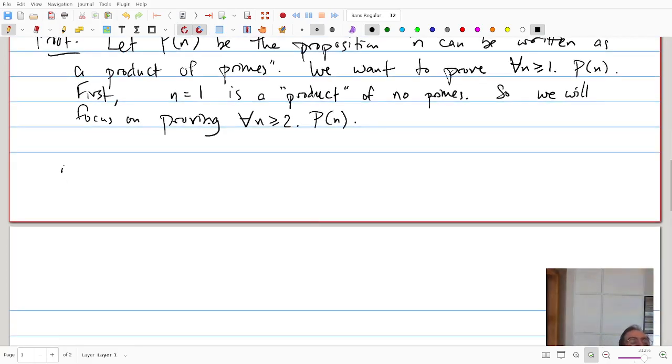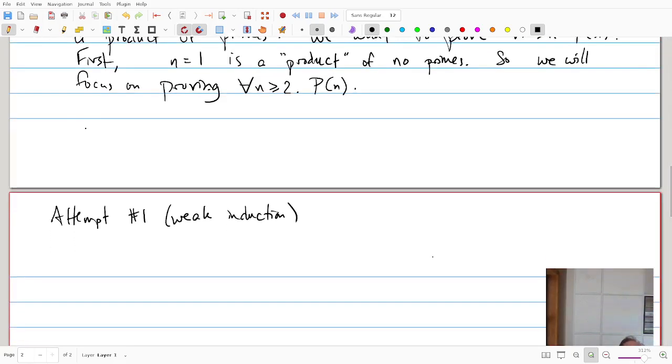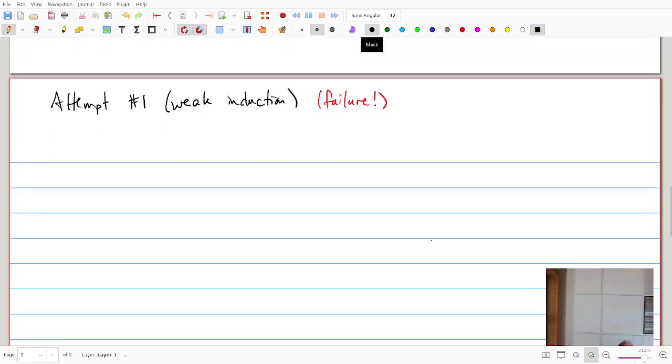So, attempt, so here's our attempt number 1 with weak induction. And I'm just going to put this here to remind us: this is going to be a failure, right? So don't look at this in your notes and be like, oh, this is a good example for me to follow. Right? Not a good example.